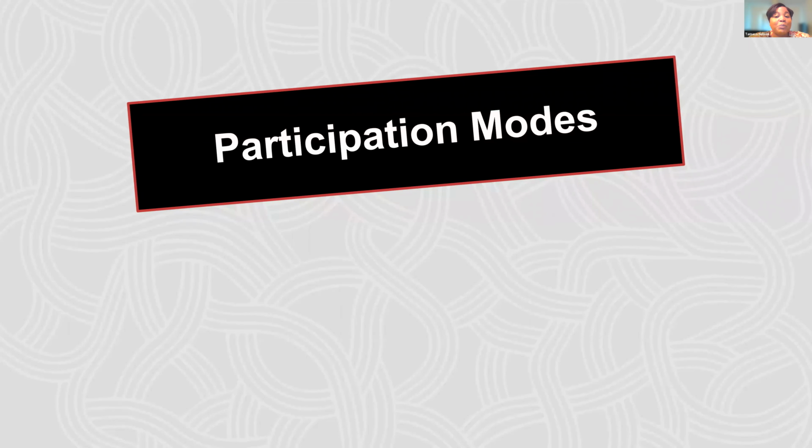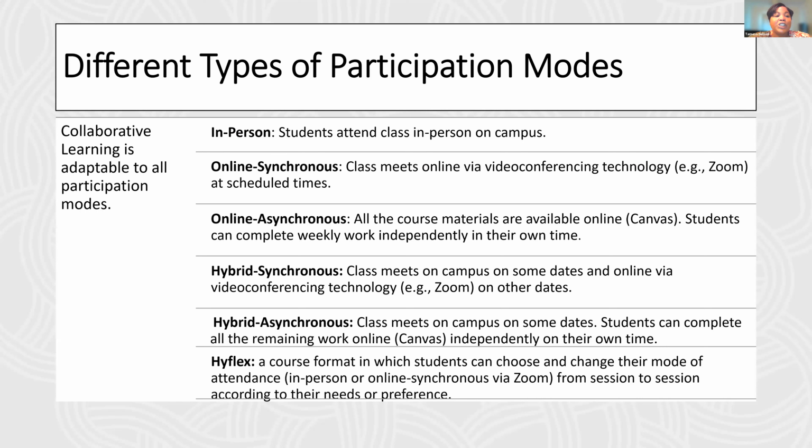So which takes us to participation modes. How do we collaborate informally or formally? How do we connect with our learner with these devices if we are in different participation modes? And what are those participation modes? So a good thing to know is that collaborative learning is adaptable to all participation modes.